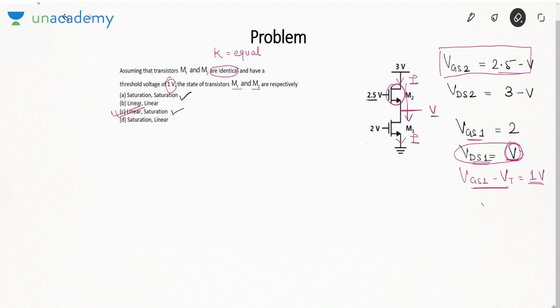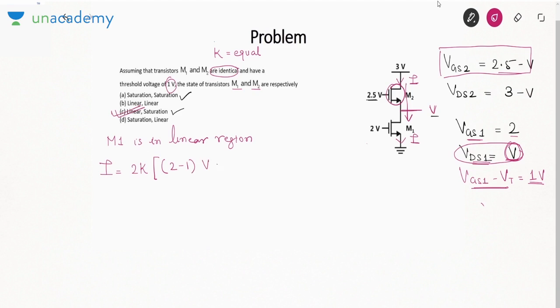Is my assumption clear to you? I assumed the region of operation as saturation and I found out the value of V. And then I have verified my hypothesis by calculating all the values that I have written on the right hand side. Now our M1 is in linear region. That means its current would be K, 2K, (VGS minus VT). VGS is 2. 2 minus VT, 1, into VDS. VDS is V, minus VDS square by 2.